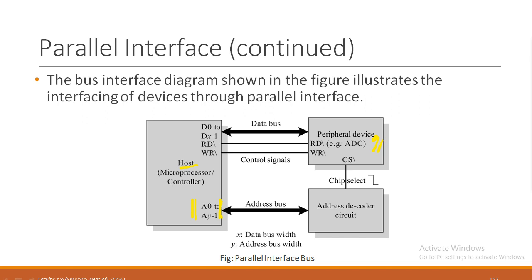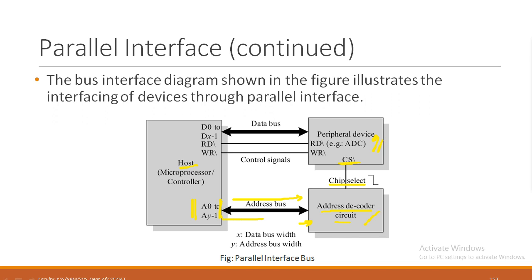So this address is sent to this. There's one more circuit called the address decoder circuit. This address decoder circuit activates the chip select line. By receiving this address, this circuit activates the chip select line. There's one more chip select line, you can see here. The device activates the chip select line, and thereby the device becomes active.